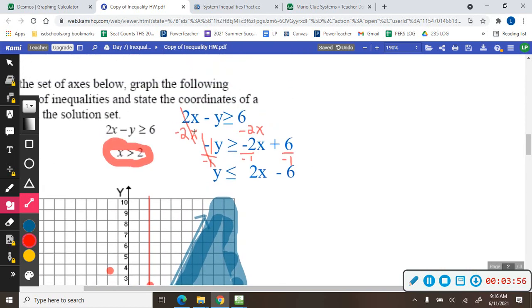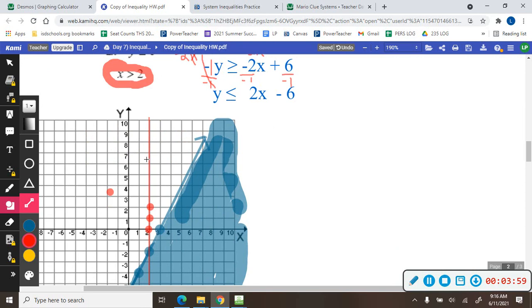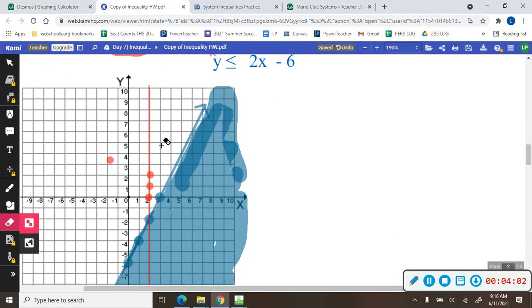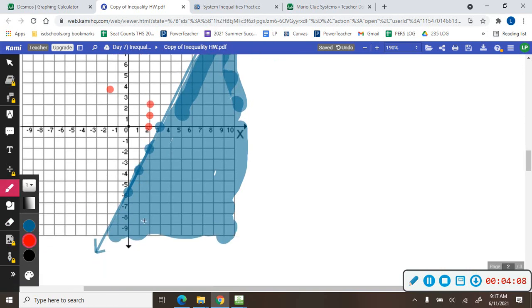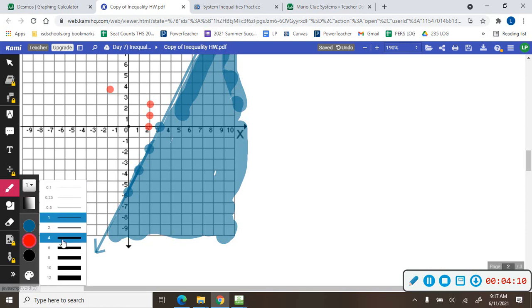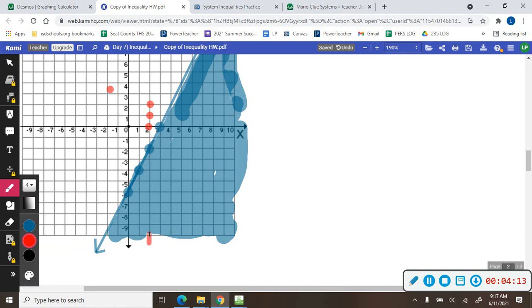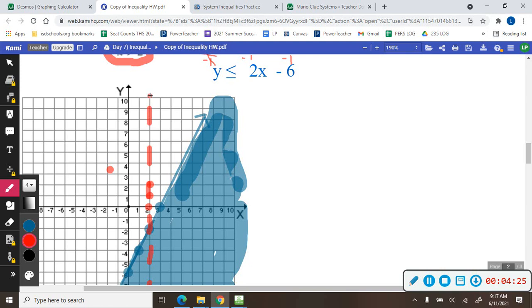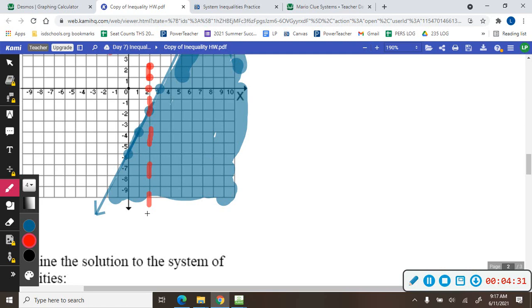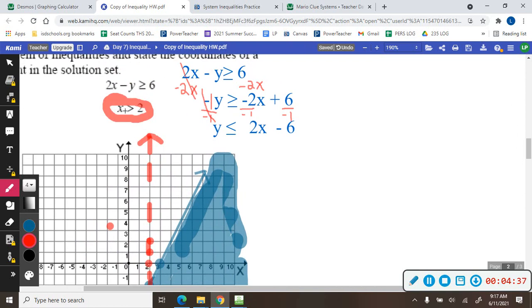And then I see that it's x is bigger than 2, so I shouldn't use a solid line, so I'm going to delete that. What I need instead is a dashed line. So I'm going to do my best here. So dashed. And I guess I could have used the line function, but I'm doing it this way instead. And the reason why it's dashed is because it doesn't have an equal sign.